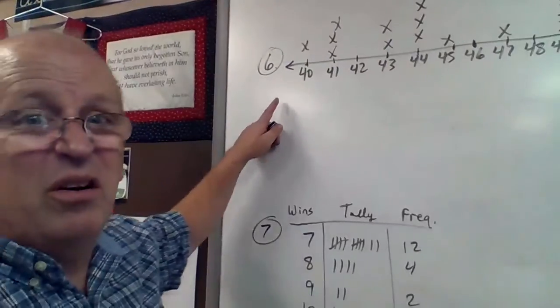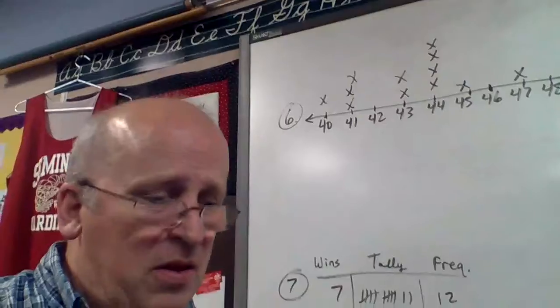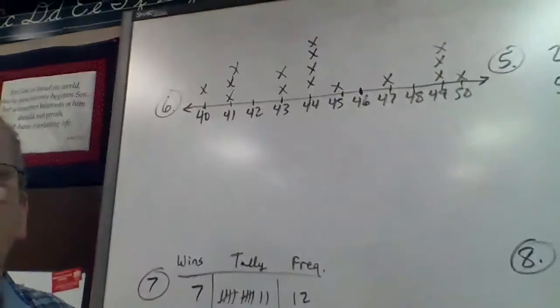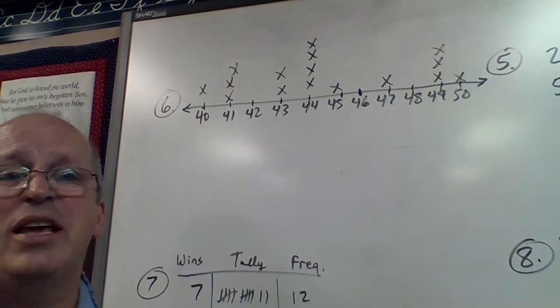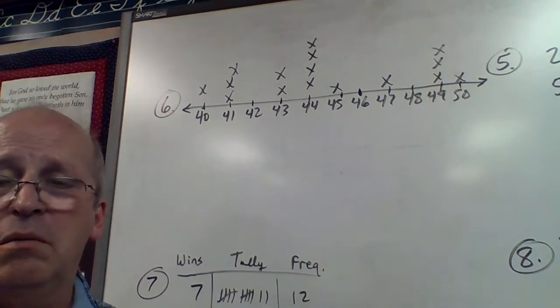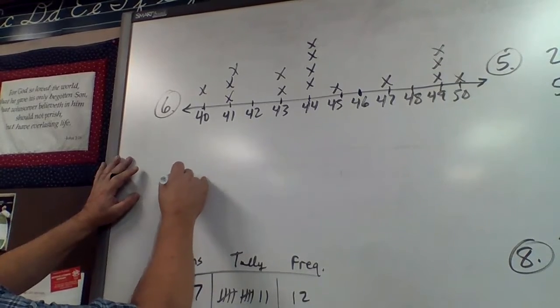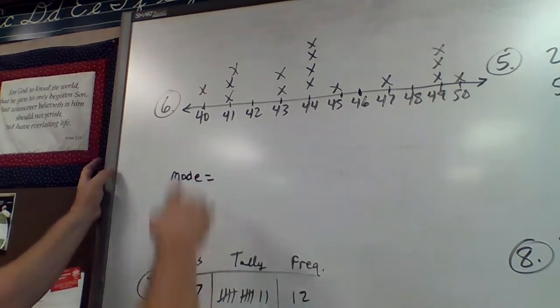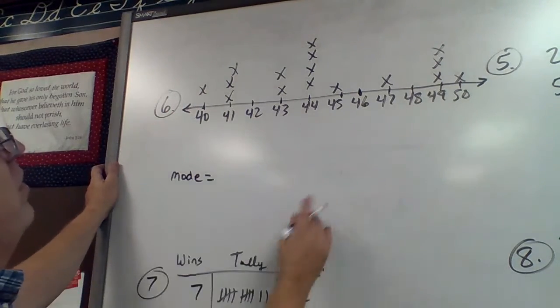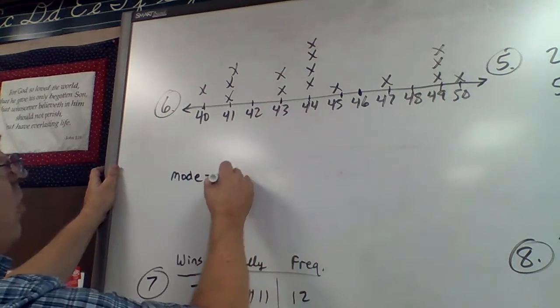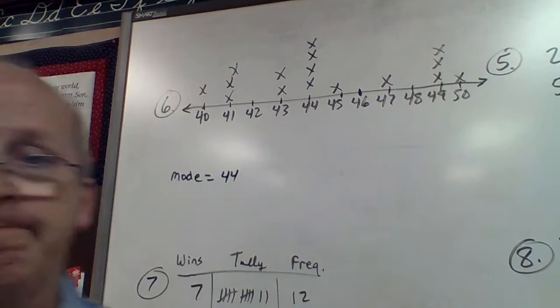Here's our second problem. I don't know if you can see it up here. Hope you can. It is a line plot. And just because it's a line plot doesn't mean we can't do mean, median, and mode. In fact, let's start with mode, because as I told you, it's my favorite one. Which number appears most often in this set of data? That's the number 44. It happens 4 times. So our mode is 44.